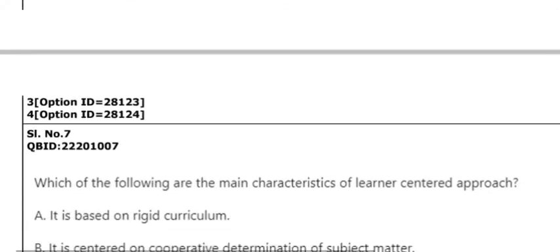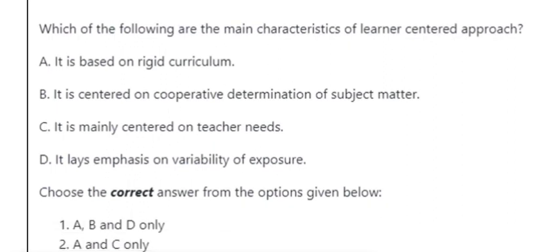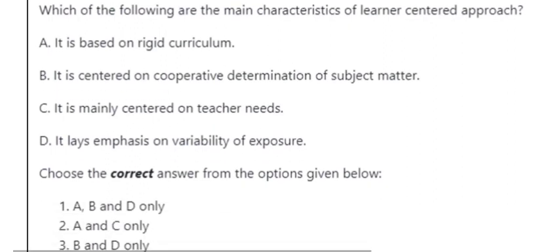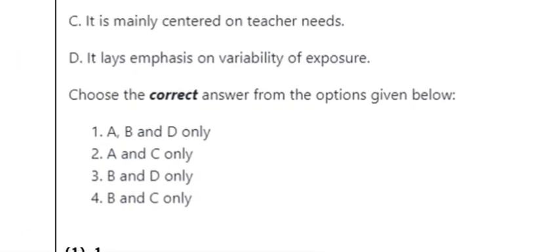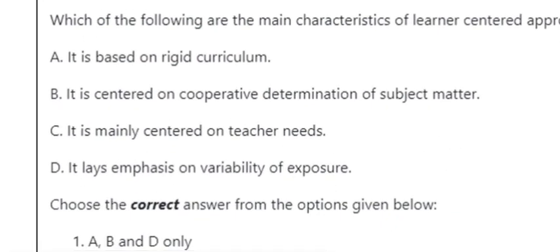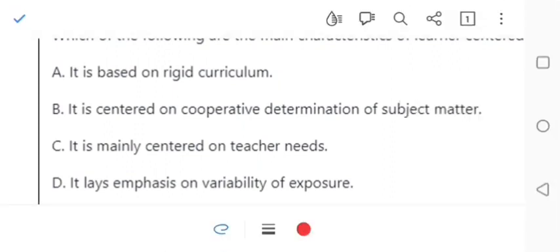Moving on, we have got another question. It says, which of the following are the main characteristics of the learner-centered approach? A. It is based on a rigid curriculum. B. It is centered on cooperative determination of subject matter. C. It is mainly centered on teacher needs. D. It lays emphasis on variability of exposure. So options are like this: A, B and D; A and C; B and D; B and C. So option C will be correct. That means B and D are correct. B is, it is centered on cooperative determination of subject matter, and D, it lays emphasis on variability of exposure. This is done.